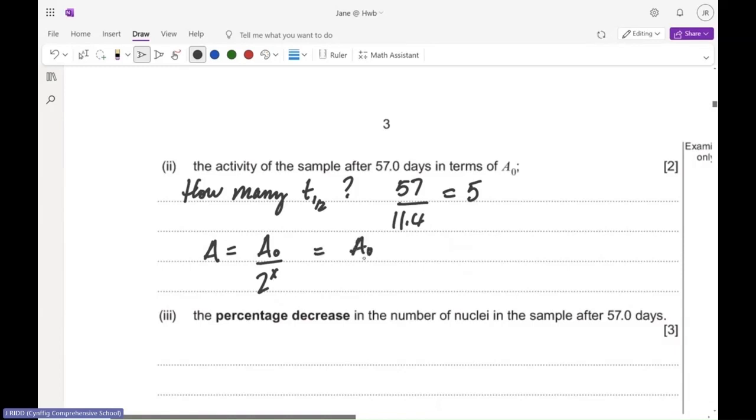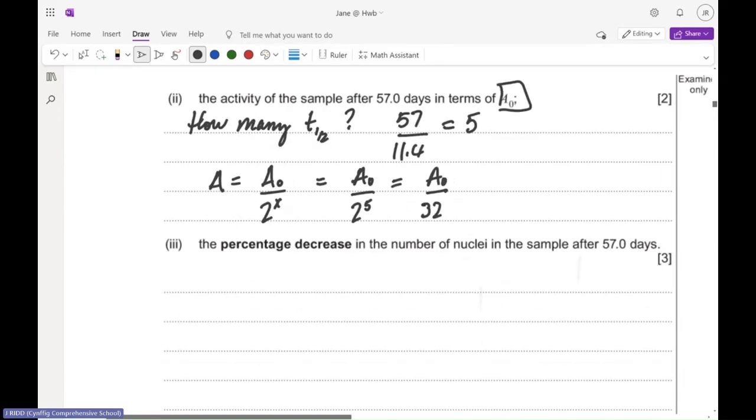So we're going to have A0 over 2 to the 5, which is essentially A0 over 32, where A0, of course, is our initial activity. All right. Now it's asking for the answer in terms of A0, and we have put it in terms of A0, so that's not a problem.